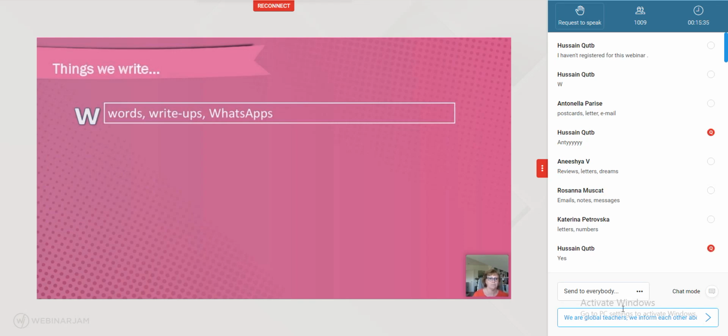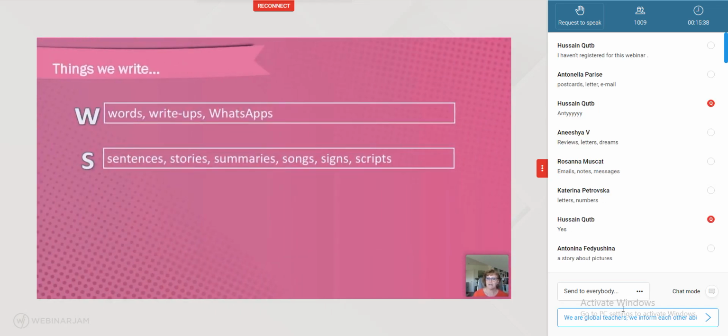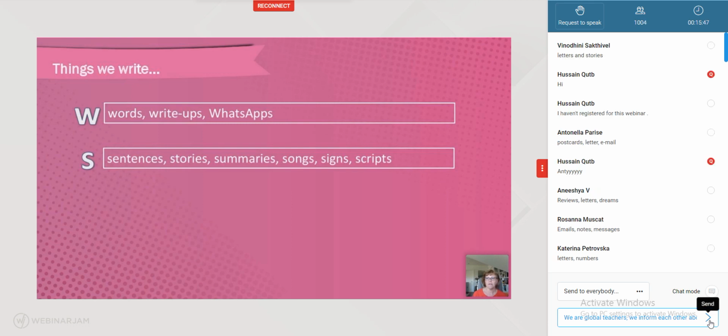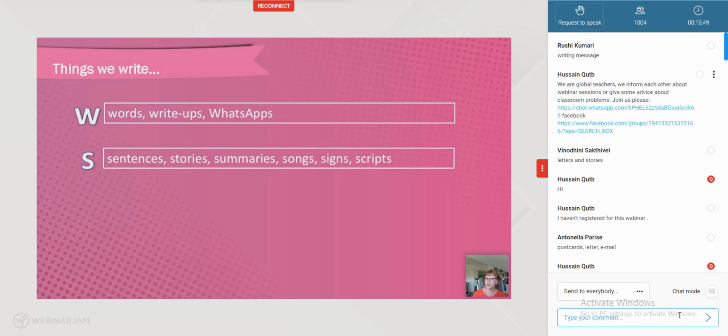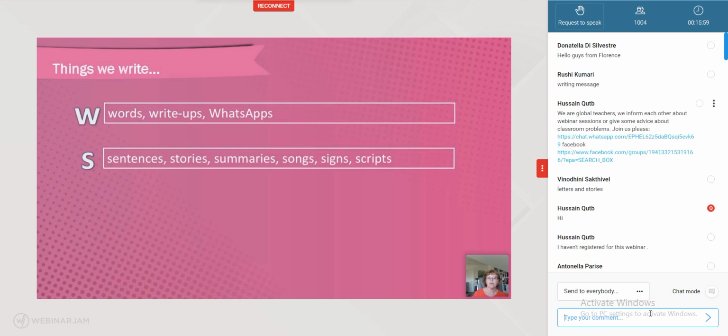Or WeChats. With S, we move from words to sentences, typically in course books and in the young learners tests and the A2 Key, for example. They'll be asked to write a picture story. But at school, they'll probably have to write summaries. Hopefully, some of them will write songs. If they're working in a hotel or a restaurant or a shop, they might have to write a sign.